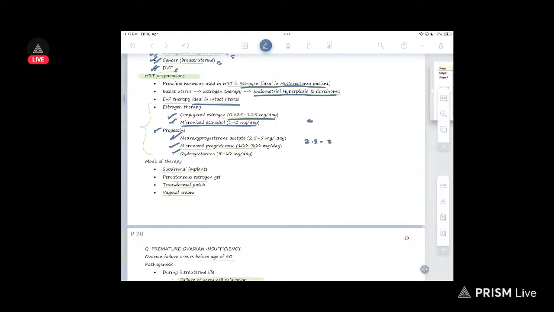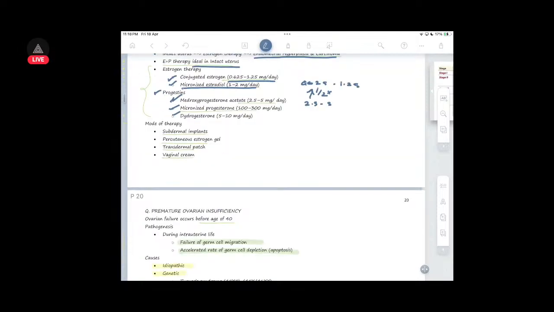Doses: 2.5, 0.625 to 1.25, a fifth of it for medroxyprogesterone acetate, a 1:5 ratio. Dydrogesterone is 5 to 10. Mode of therapy, you can do subdermal implants, percutaneous estrogen gel, transdermal patch, and vaginal cream.